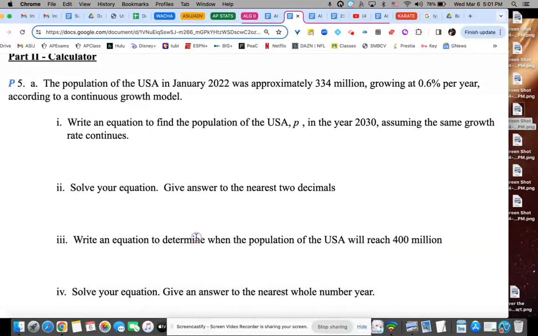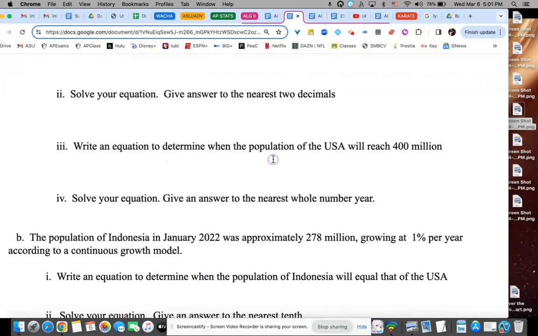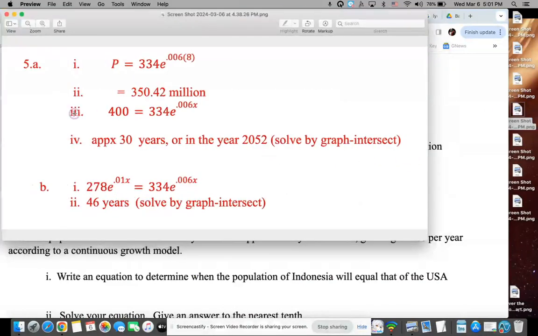You'll see the next question says, write an equation to determine when the population will reach 400 million, right? So we use the same equation we started with up here, but now we're solving for some new time. So we have that x value there, right? But it has to equal 400. Well, how do we do that? Well, you're supposed to graph it, right? In the next unit, we're going to learn how to do logarithms, but we don't know that yet. So just graph this piece on your calculator.